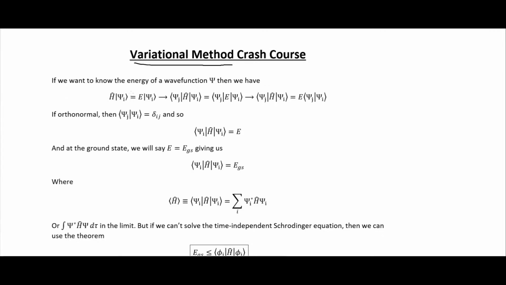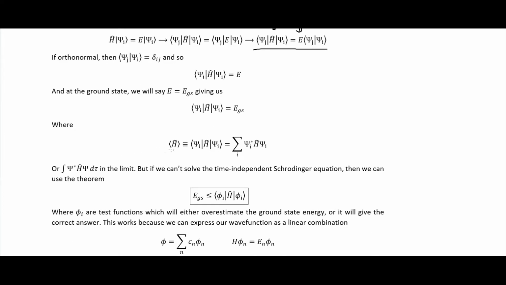If we want to know the energy eigenvalue of a wave function, then we can find this here. We have the Hamiltonian in there, and we are looking for the energy. So we want to find the expectation value for our Hamiltonian, and that is the sum of these wave functions with the Hamiltonian in between. This will actually become an integral in the limit.